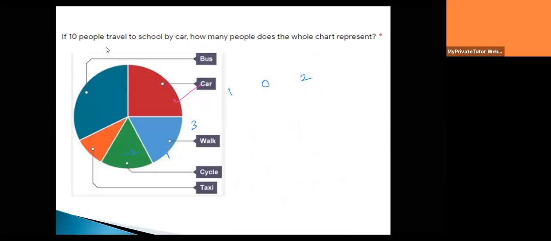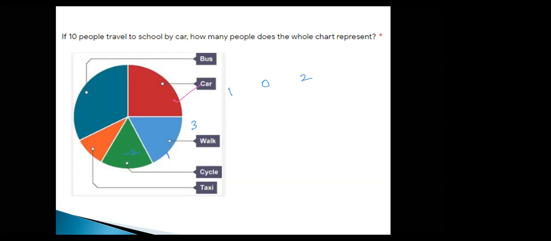And this one, 10 people travel to the school by car. How many people does the whole chart represent? Is it 10 minus 100? I mean 100 minus 10?